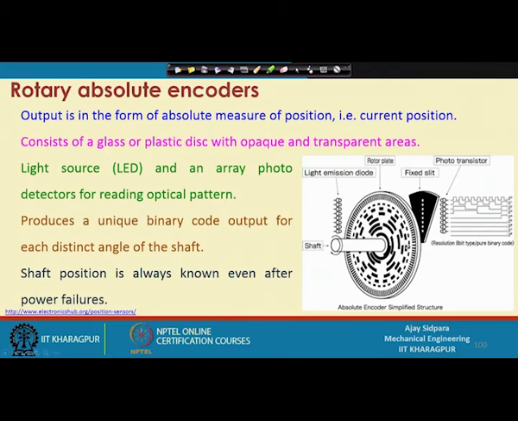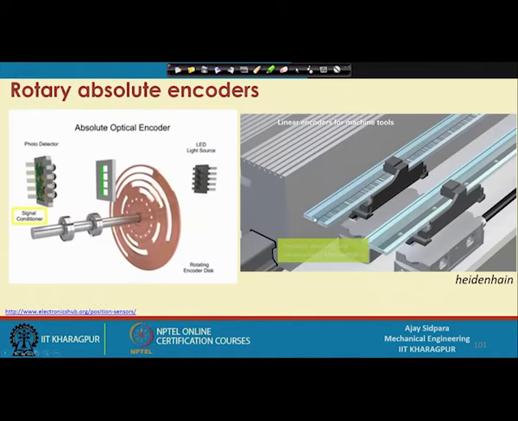So, this was the last slide we discussed, the absolute encoder. An absolute encoder gives you the exact position of the shaft even if there is a power failure, because everything depends on the binary code that is unique for each and every position. So, this is how it works. Let us see this particular clip.